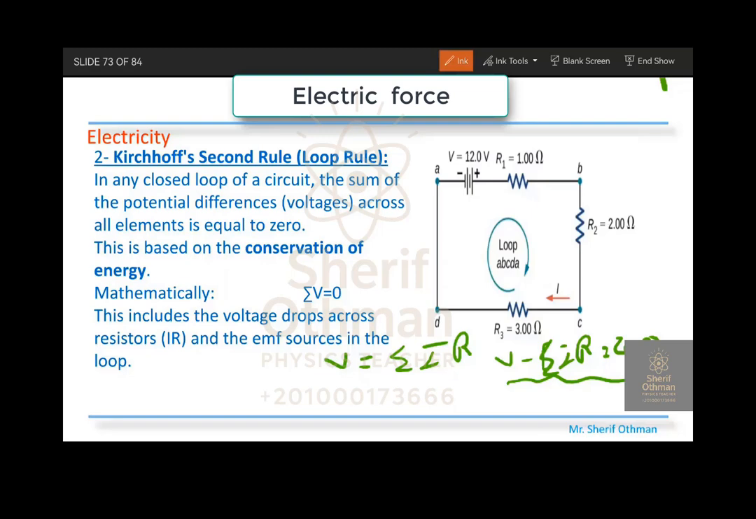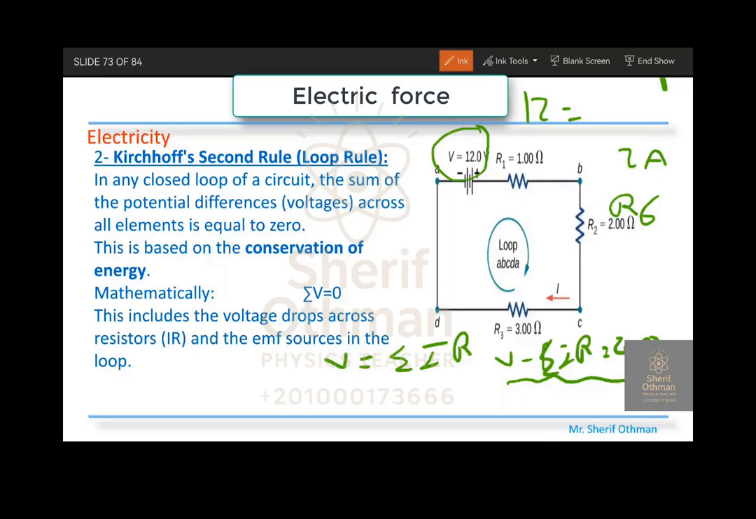If the voltage is 12 and the current moving through this loop is 2 amperes, I found it as follows. The total resistance is 1 plus 2 plus 3, so the total resistance is 6. As the resistance is 6 and the voltage is 12, the current will be 2 amperes. I equals V over R, 12 over 6 is 2 amperes. So the current that flows through the circuit is 2 amperes.